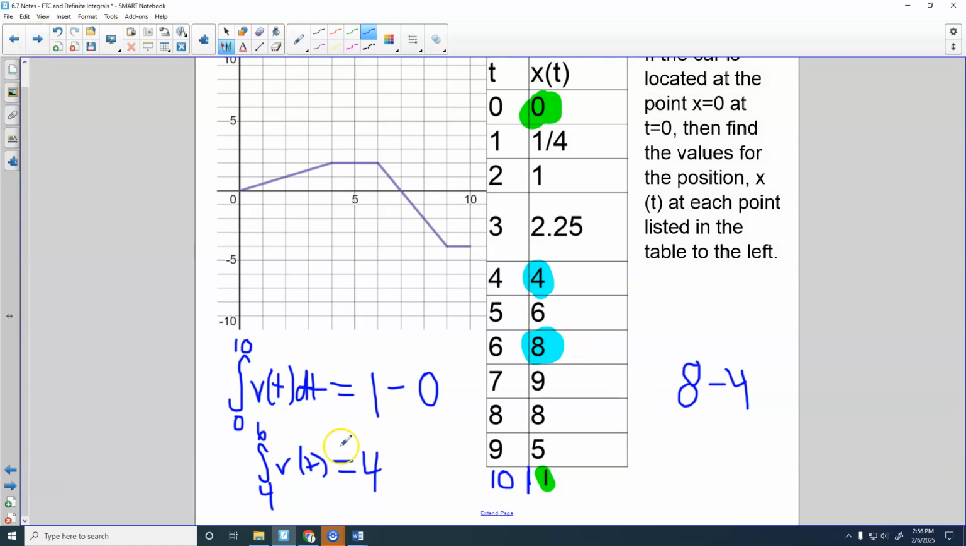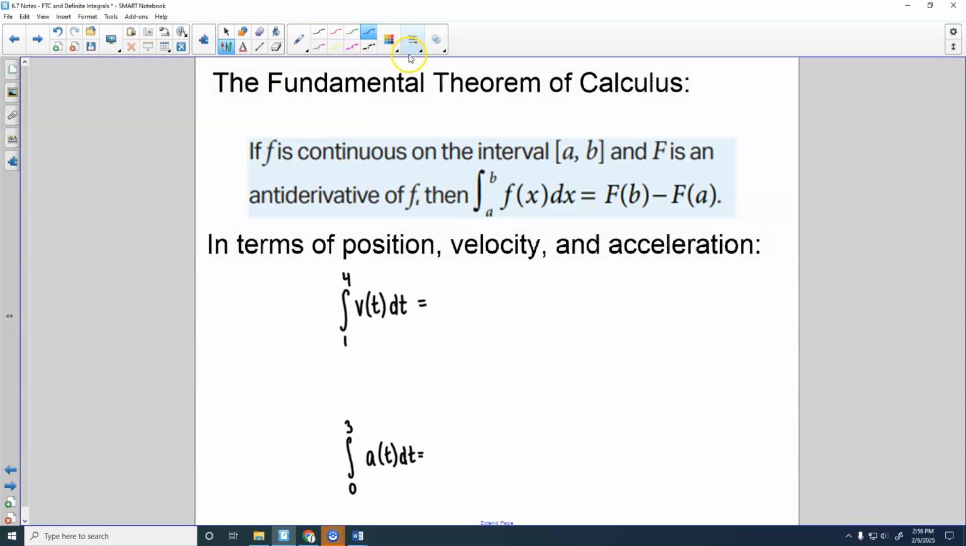Because if you think about this, this is the displacement from 4 to 6. So I subtract the position at 6 minus the position at 4, and that's going to give me how far the car was displaced there. So this is another application of the fundamental theorem of calculus.